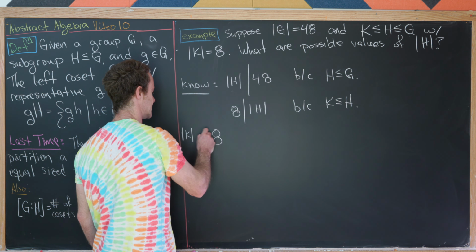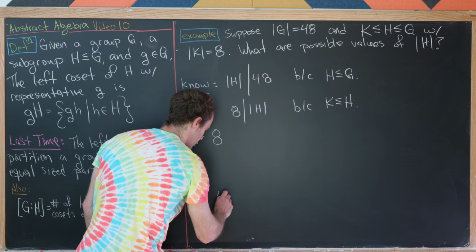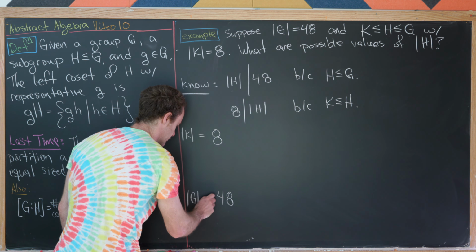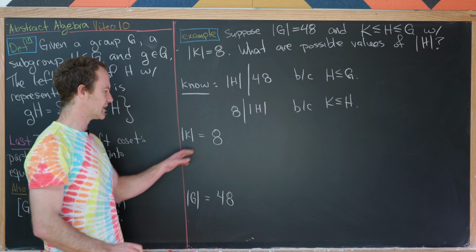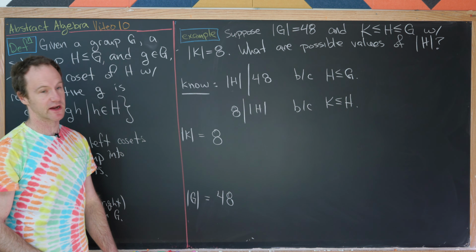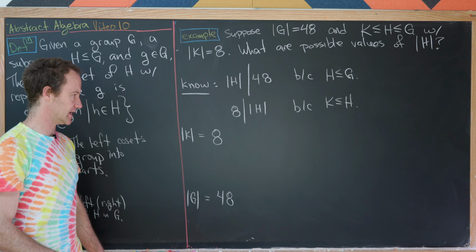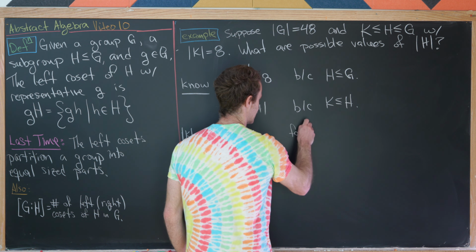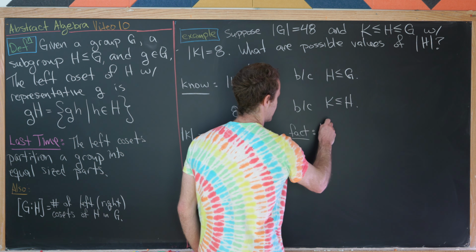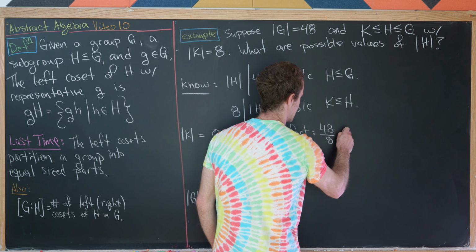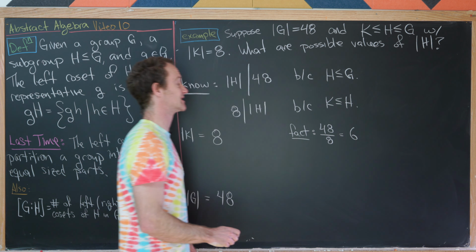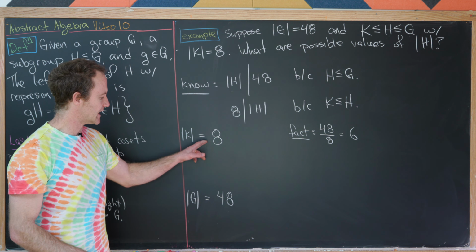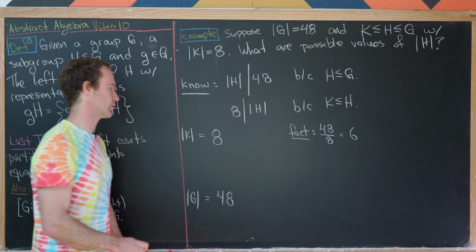The order of K is equal to 8, and then we'll put 48 down here, which is the order of the whole group. And now let's look if we can find divisibility strings between 8 and 48. Well, let's keep this in mind. We'll keep in mind the fact that 48 divided by 8 is equal to, let's see, I think it's 6. Okay, so that means we can get between 8 and 48 two different ways.